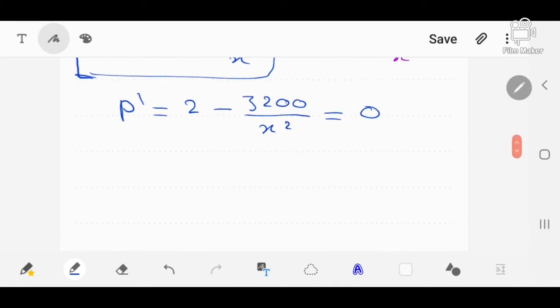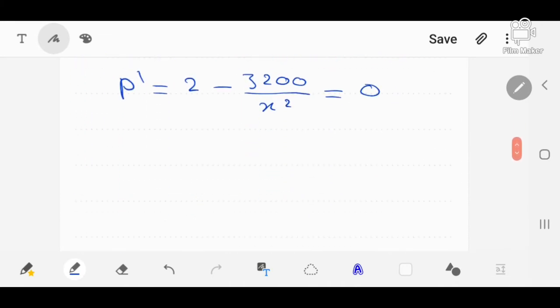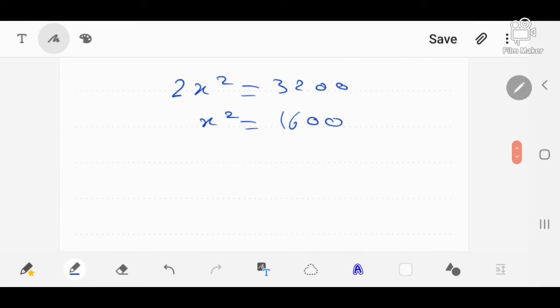So when you solve this equation, what will you get? You will get 2x squared equals 3200. So x squared is equal to 1600, which means x equals either plus or minus 40. And since the fence length can never be negative, I'm talking about 40.